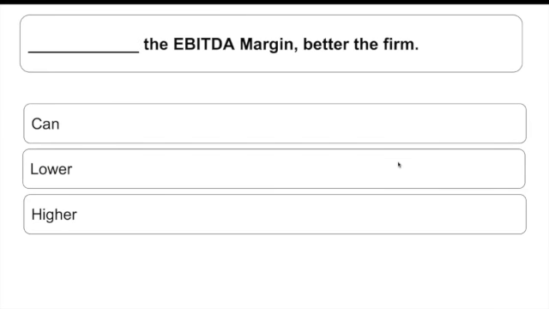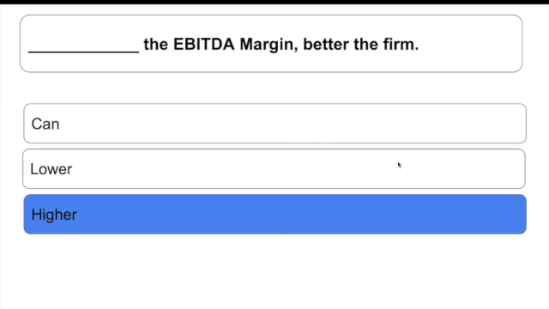Dash the EBITDA margin, better the firm. A, can. B, lower. C, higher. The correct answer is higher.